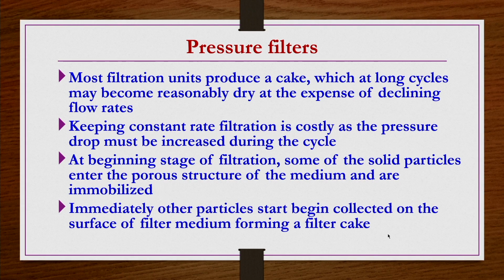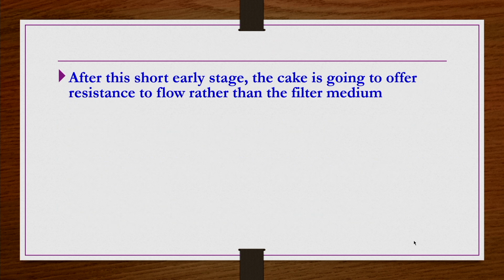become immobilized. Because of that, the area available for the liquid to flow through decreases, and subsequently more and more particles come and begin to collect on the surface of the filter medium, forming a filter cake. That is what happens, as we already know. After this short early stage, the cake is going to offer resistance to flow rather than the filter medium.